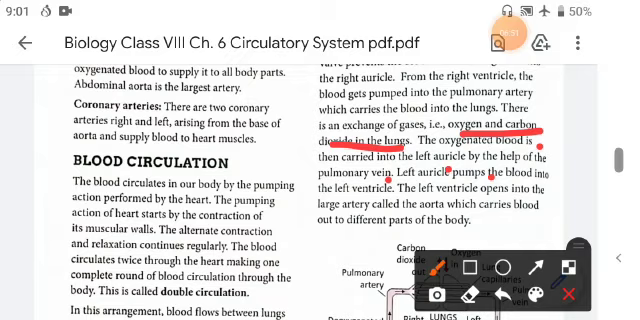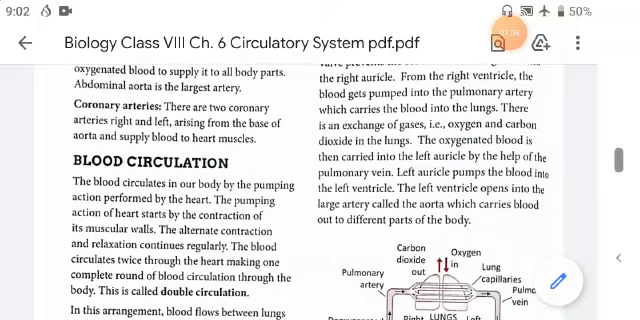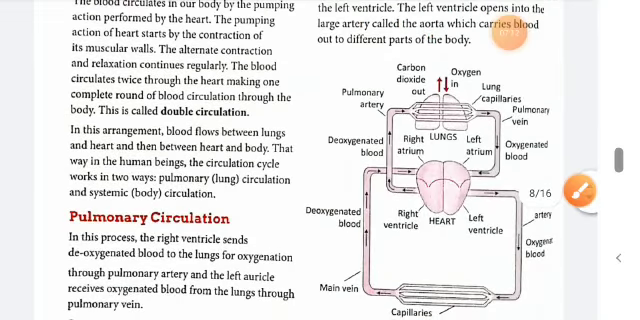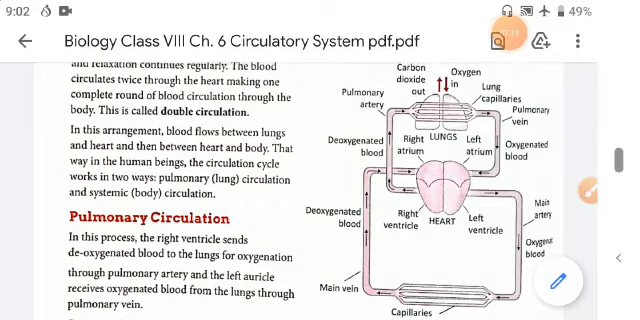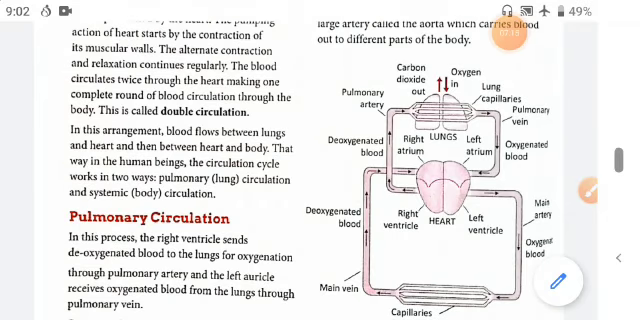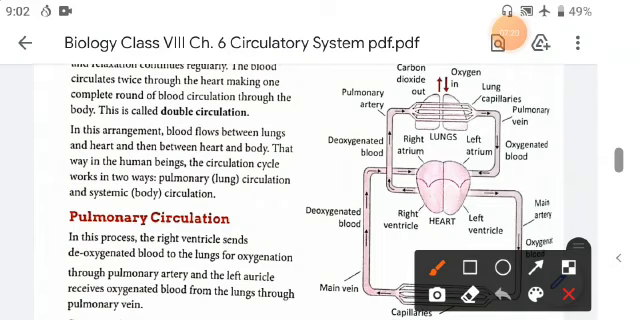Okay, now the left auricle pumps the blood into the left ventricle. The left ventricle opens into the large artery called the aorta, which carries the blood out to different parts of the body. This is shown here in this figure. See here, this is the right ventricle, right atrium. Here it is right atrium, it is right ventricle.